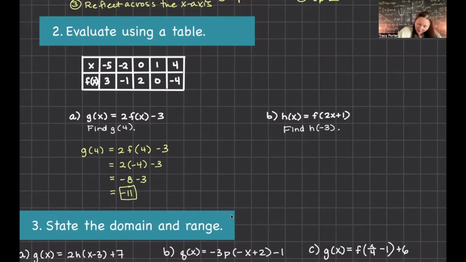Part B over here, find h of minus 3. So that means we're going to stick negative 3 in for x into the function h. So that's f of 2 times minus 3 plus 1, which is minus 6 plus 1, or f of minus 5. And f of minus 5 is sitting here in the table. When x is minus 5, the function value is 3. So this is going to be equal to 3.